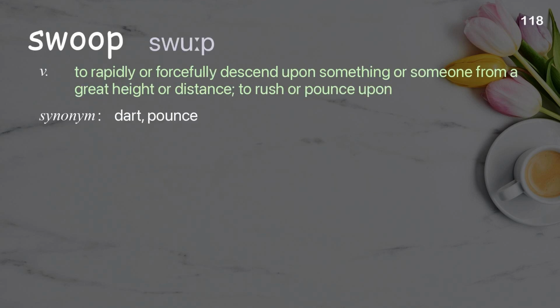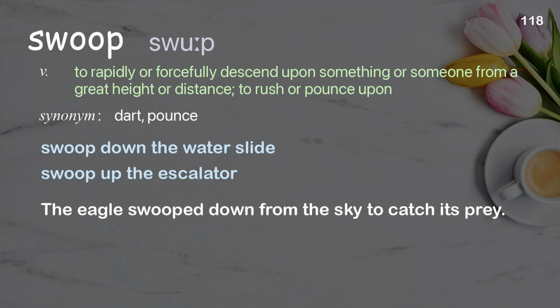Swoop. To rapidly or forcefully descend upon something or someone from a great height or distance, to rush or pounce upon. Examples: swoop down the water slide, swoop up the escalator. The eagle swooped down from the sky to catch its prey.